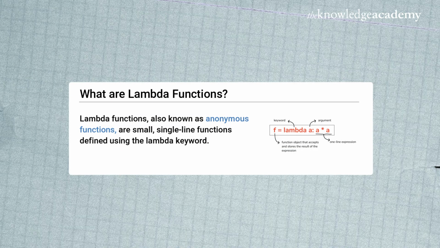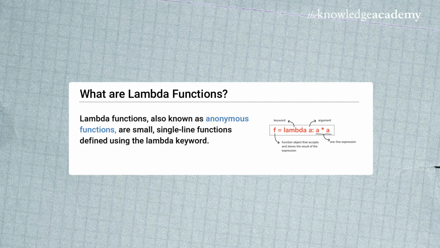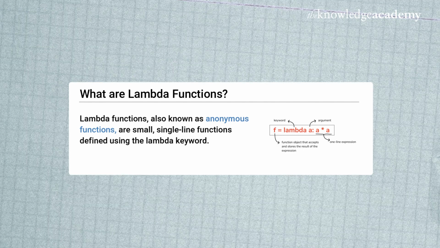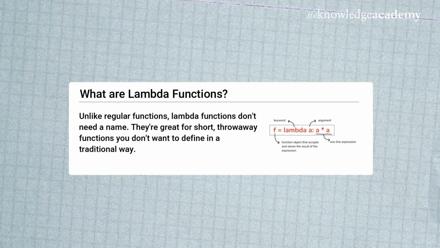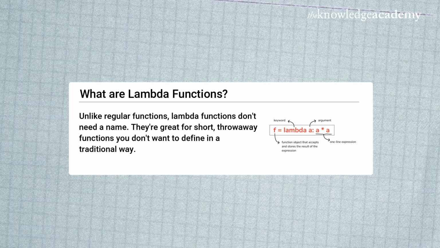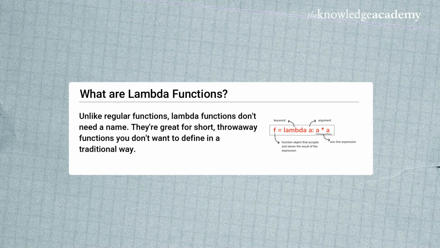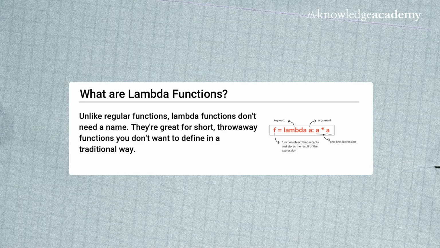Lambda functions, also known as anonymous functions, are small single-line functions defined using the lambda keyword. Unlike regular functions, lambda functions don't need a name. They're great for short, throwaway functions you don't want to define in a traditional way.